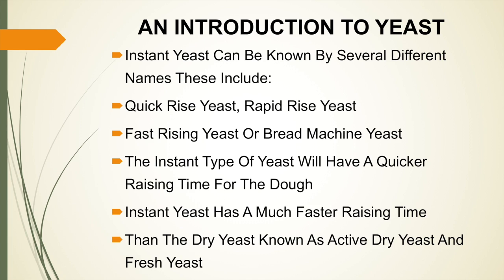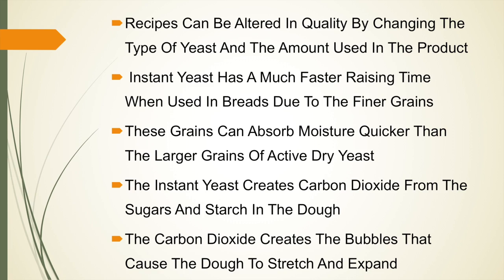Instant yeast can be known by several different names. These include quick rise yeast, rapid rise yeast, fast rising yeast, or bread machine yeast. The instant type of yeast will have a quicker raising time for the dough. Instant yeast has a much faster raising time than the dry yeast known as active dry yeast and fresh yeast. Recipes can be altered in quality by changing the type of yeast and the amount used in the products.